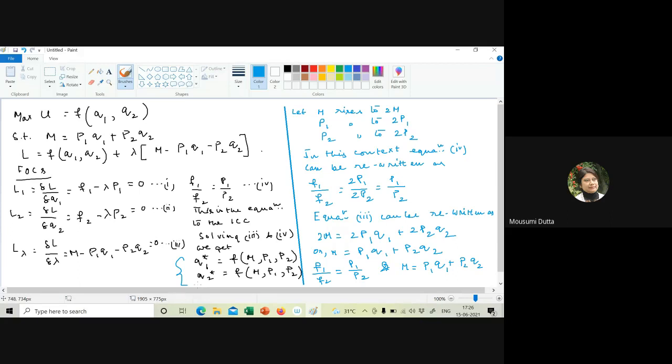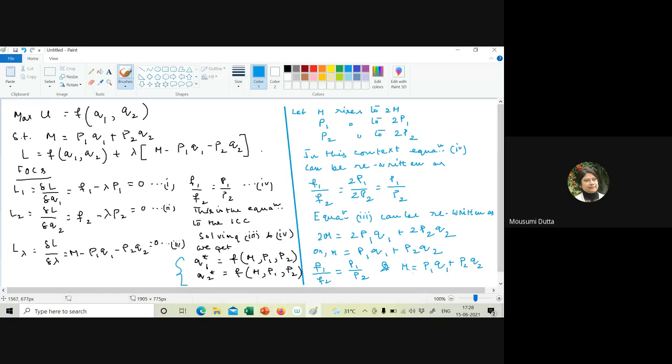Hence, when money income and prices, everything increase by the same amount, there will be no change in quantity demanded. There will be no change in quantity demanded when all the money income and prices change by the same amount. It doubles, or it is reduced by the same amount, 3 times, everything. Please note down, this is called the absence of money illusion. And this is equivalent to the notion of demand is homogeneous of degree 0 in prices and income.